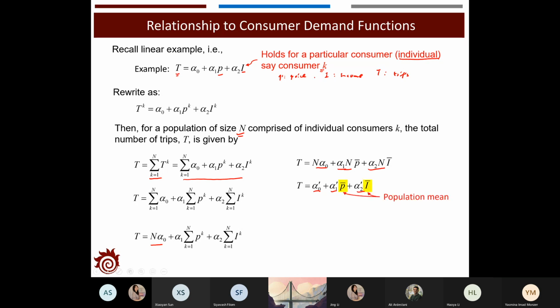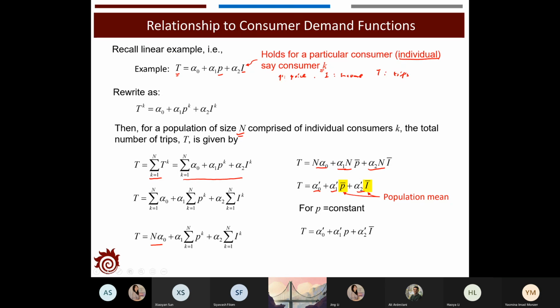So that's the revised linear equation for the whole population. And the P bar and I bar here will represent the population mean of the price and income. If we start with the case where, usually for one product, the price is constant for all populations in the city.